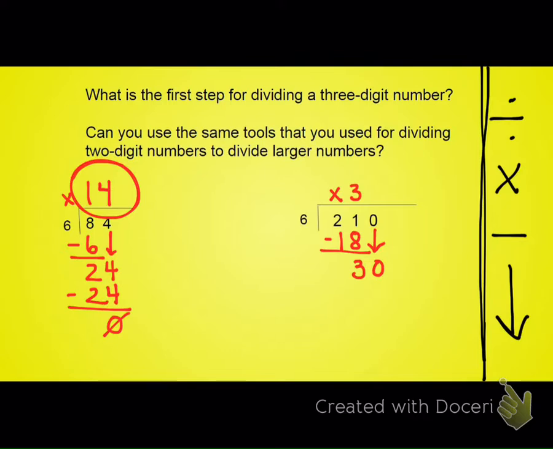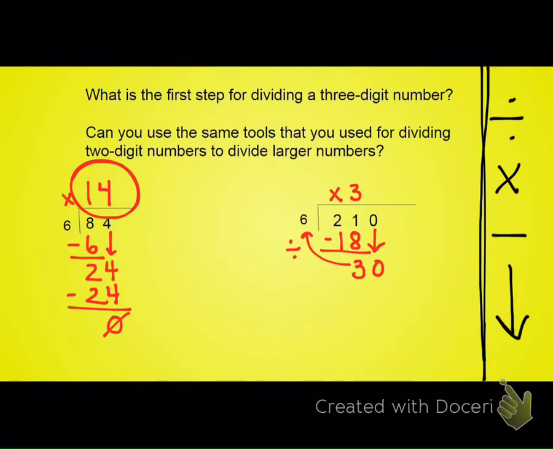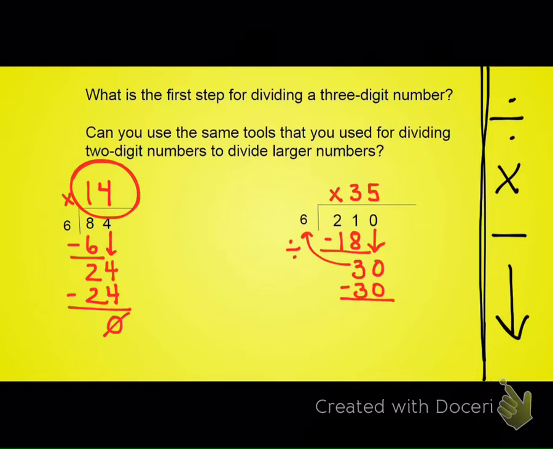30. So now I have 30 divided by 6. This is where we do our division. How many times does 6 go into 30? Let me think. That would be 5 times. Put that up in my quotient. Now I'm multiplying. 5 times 6, that's 30. Last step is to subtract. There's nothing else to bring down.